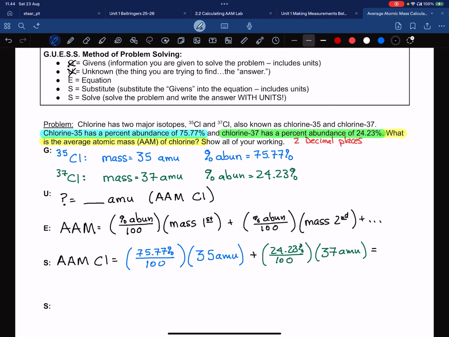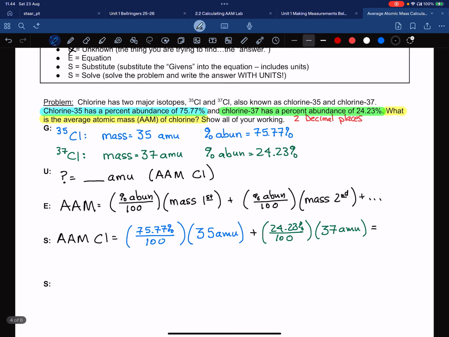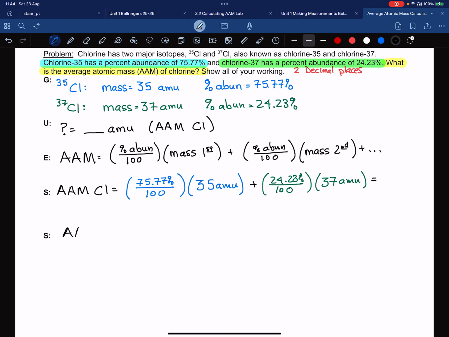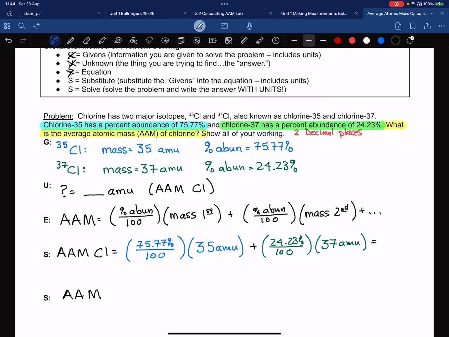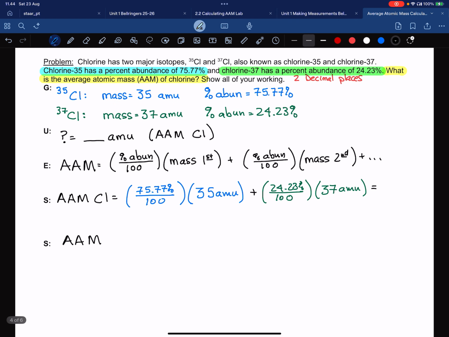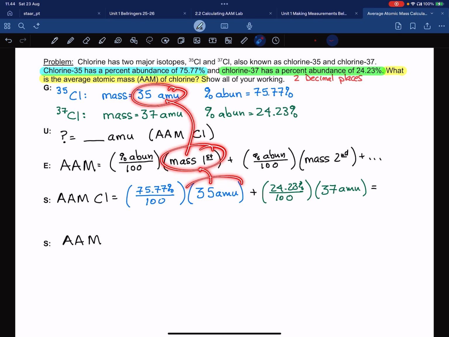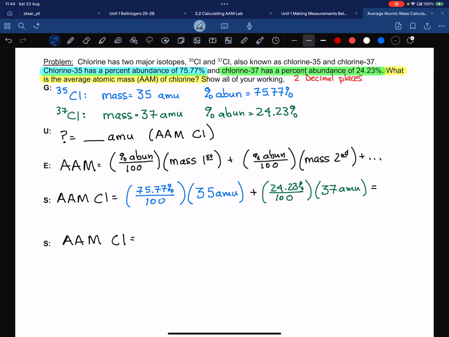Now when I do that, I get the average atomic mass, the solution, right? Because E was the equation, S is substitute, U is solve. So this is where we substituted, yeah? 35 gets substituted into there, became 35. So when we solve, we get 35.4846. And remember, I want 2 decimal places.